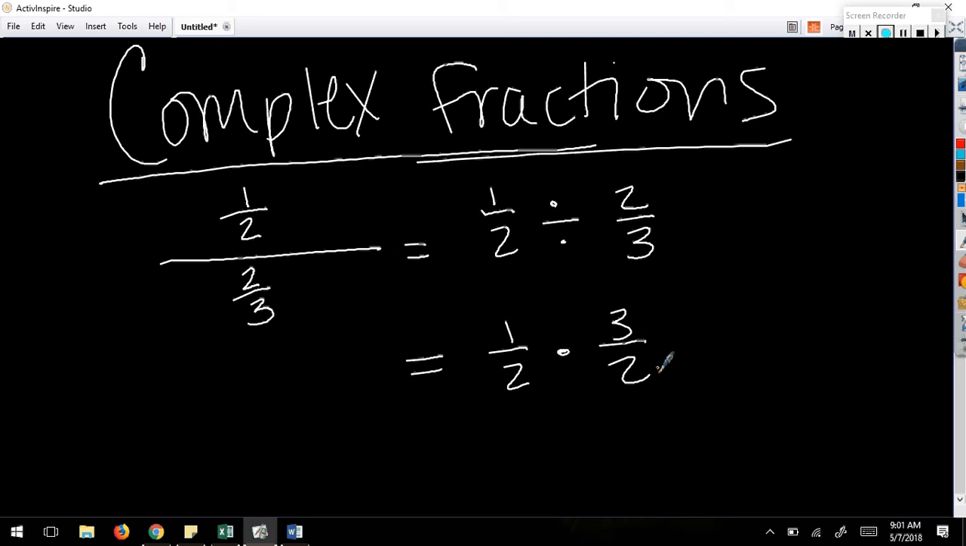I do these in columns because in the top we might have to add or subtract, add or subtract in the bottom, and then put them together. So let me show you what these look like.